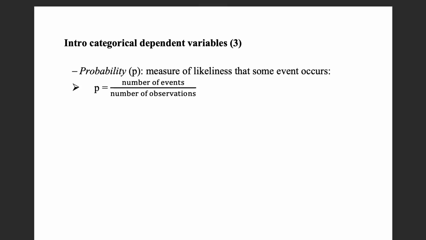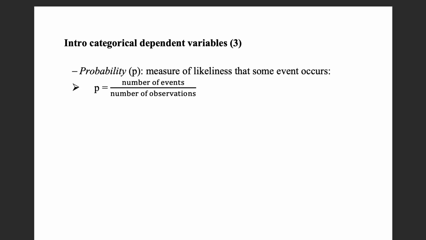And that formula is that the probability equals the number of events divided by the number of observations. So we have a categorical variable where something either happened or it didn't happen. So the event either occurred or it didn't occur. The event could be anything. It could be people voted, or people are a member of a party, or countries are at war.